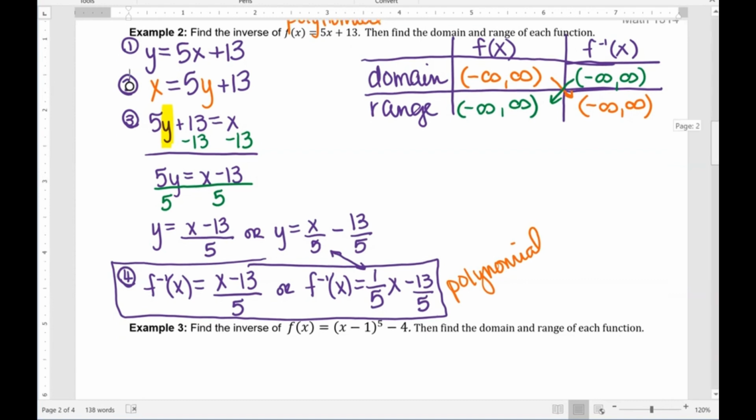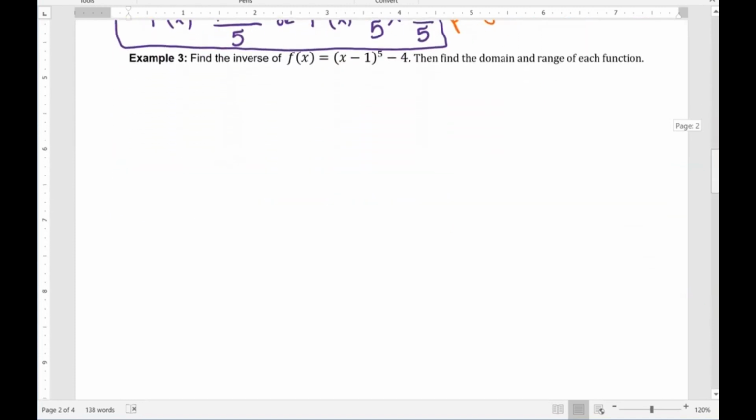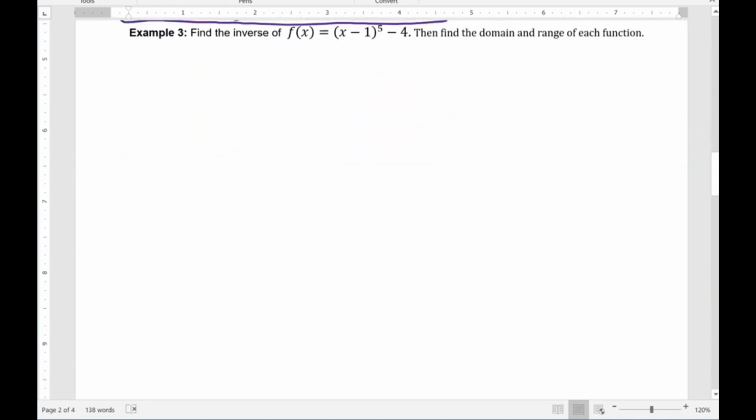Let's look at number 3. We have f of x is equal to (x minus 1)^5 minus 4. All right, so we got this guy. First step, replace f of x with y. So y is equal to (x minus 1)^5 minus 4. That's step 1.